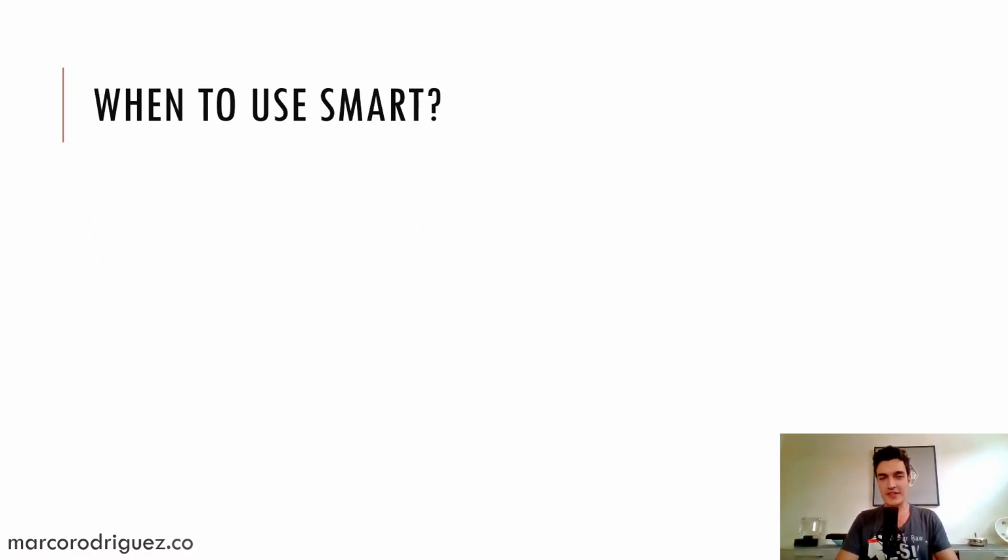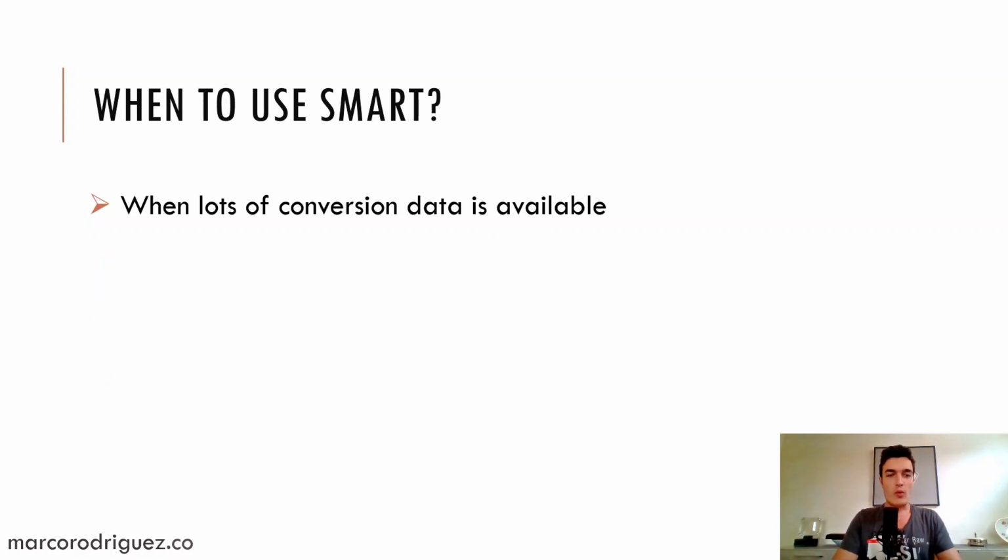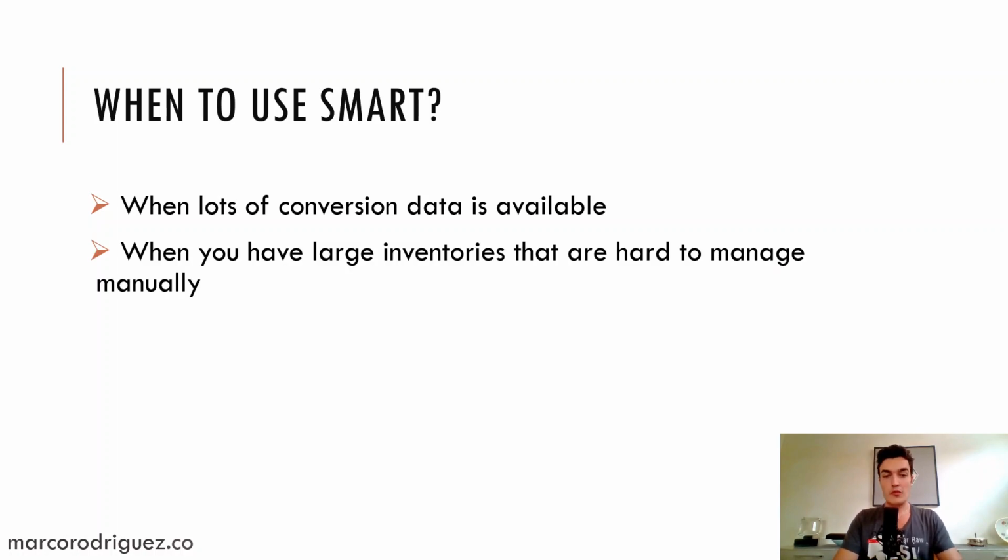When to use smart? I think that's really important, and many of you really want to know about it. When lots of conversion data is available, as we already discussed, and when you have large inventories that are hard to manage manually, okay? So when you have 1,000 products, and let's say you want to place all of them at the same time, and you don't want to have bid adjustments for each, and you don't want to do a bunch of adjustments in general, then smart shopping can be great because they can find the winners for you. Google decides which of the products to advertise, and so on and so forth.